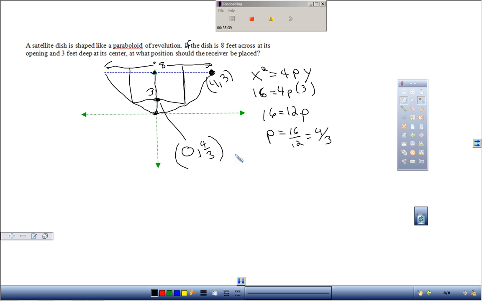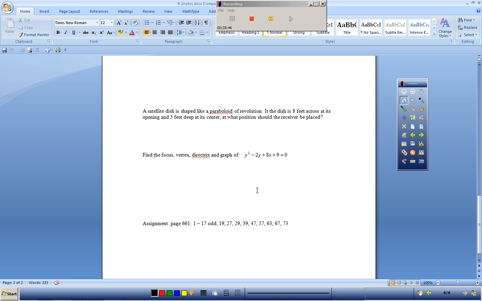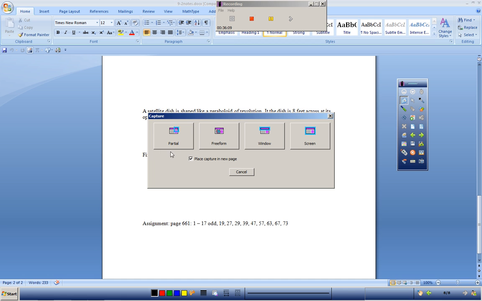Okay, last one. So in the last problem, finding the focus, vertex, directrix, and graph. So this is a very similar thing, except this is going to be a y-squared parabola, which we're completing the square. If you think you could do that on your own, you could turn me off right now, or you can continue to follow along.